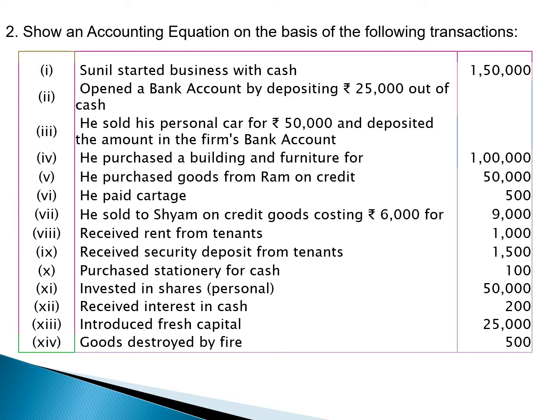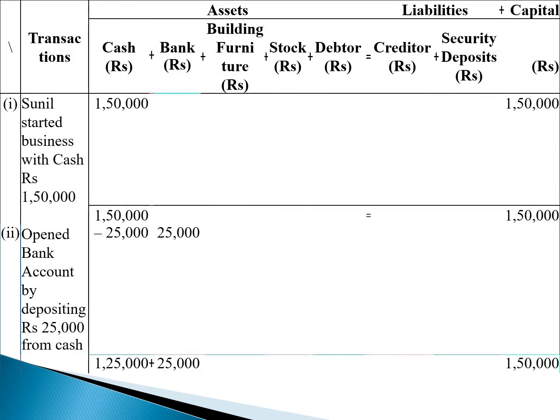This is the second homework problem based on accounting equation. The first transaction is Sunil started business with cash rupees 1,50,000. This 1,50,000 should be entered under cash and also under capital.